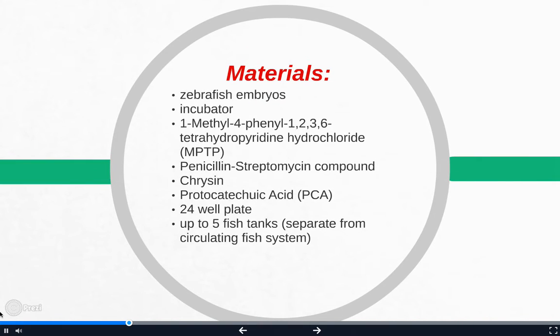For our experiment, we will be using zebrafish embryos, an incubator, MPTP, a penicillin streptomycin antibiotic compound, chrysin, protocatechuic acid, or PCA, sterilized 24-well plates for embryo culture, and up to 5 fish tanks separate from the aquaculture fish system to conduct experiments in house PD fish.